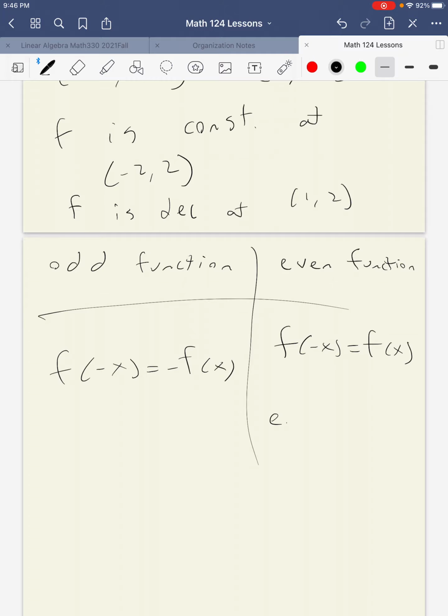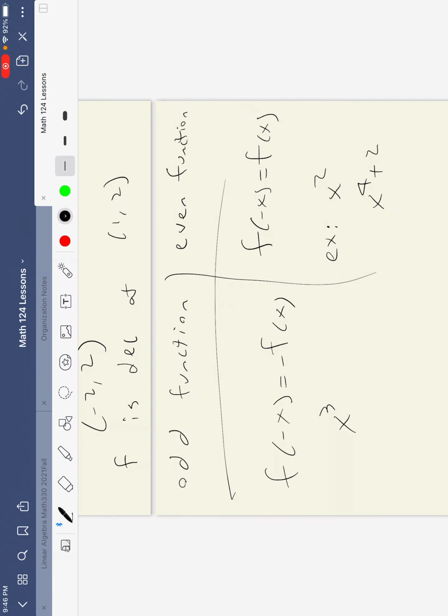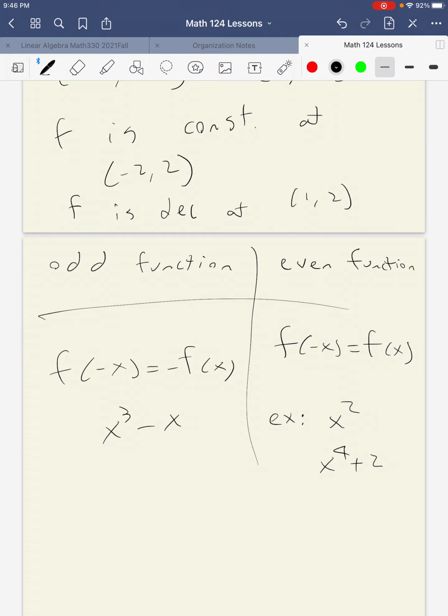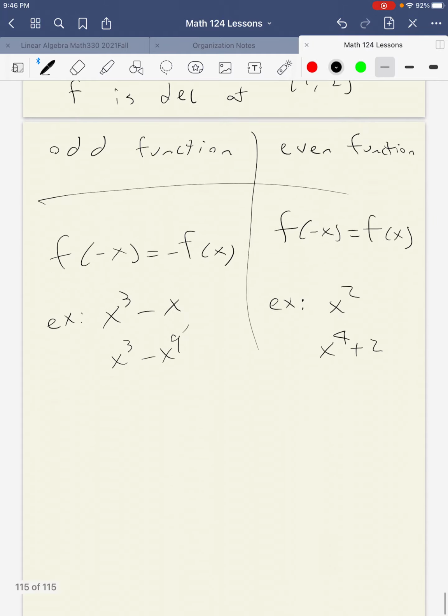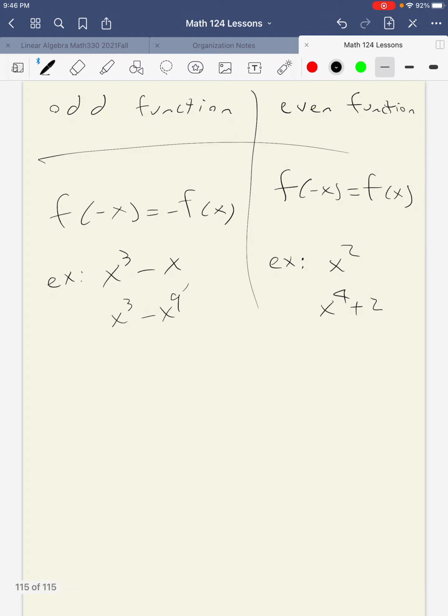So I'll just give you a few examples and you can plug these properties in at home to practice. X squared is an even function. X to the 4th plus 2 is even. X cubed minus x is odd. X cubed minus x to the 9 is odd. So some examples, so you can plug into those at home.